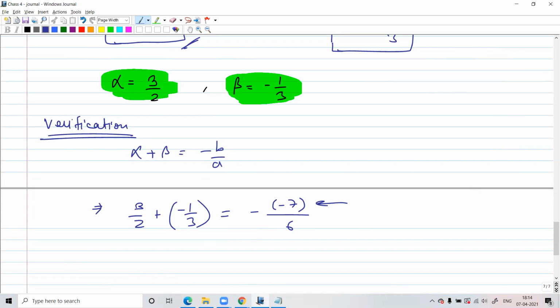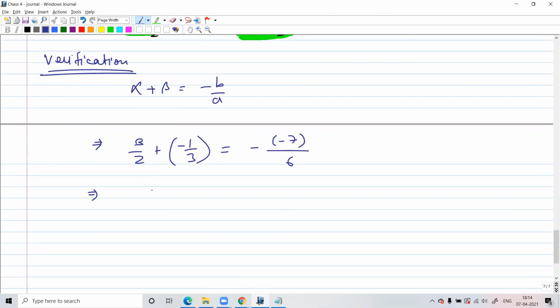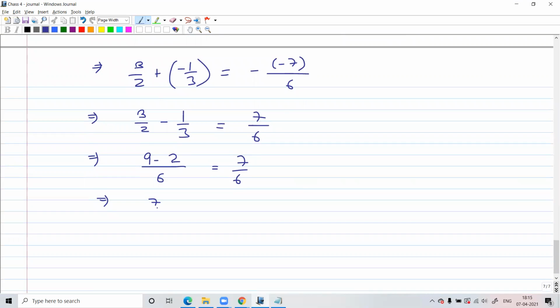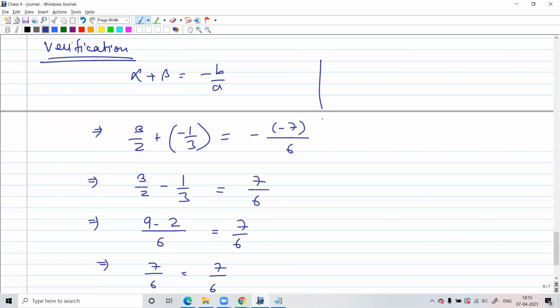This minus is separate, and then if b is negative, you have to put that minus again one more time, like minus 7 here. So be careful with that. Then 3 by 2 minus 1 by 3 is equal to 7 by 6. Is that right? 9 minus 2 by 6. This is 7 by 6. This is also 7 by 6. Verified.